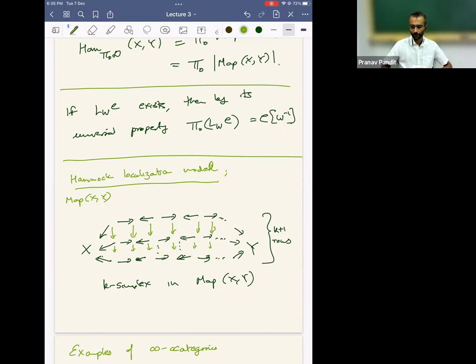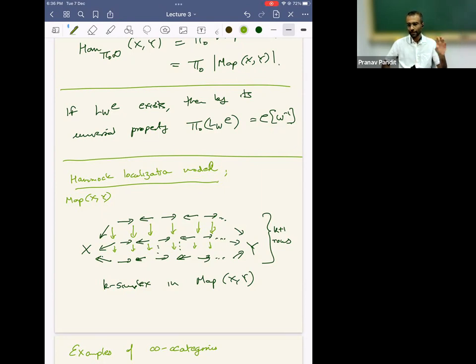So in principle, there may be no maps between two nodes. Those things can also happen. Suppose one zigzag consists of x1, x2, and another zigzag consists of x1, x2, x1 prime, x2 prime, x3 prime. Then they would be in different connected components of maps from x to y. So there may be no one-simplex connecting them, which is a good thing, because in general, maps from X to Y should have some connected components.